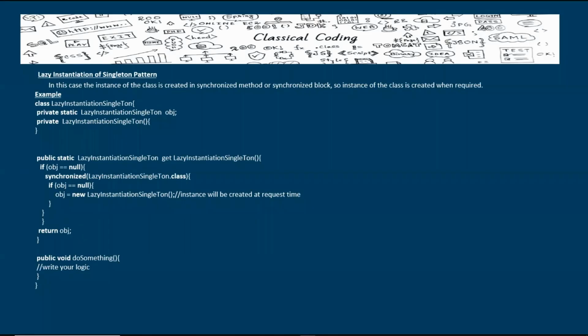We have created one get lazy instantiation singleton method, which returns one lazy instantiation singleton object. Within that method, we check whether the object is null or not. If it is null, then within the synchronized block, we create the lazy instantiation singleton object using the new keyword. And if the object is already present, that means it is not null, in that case it returns the existing object.